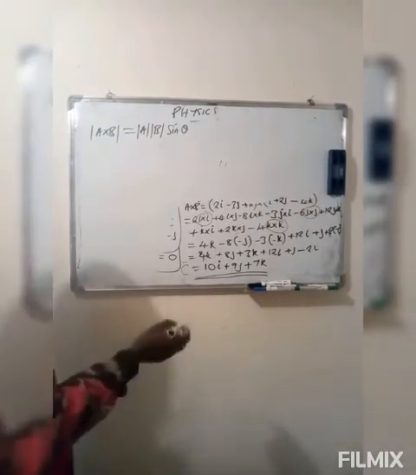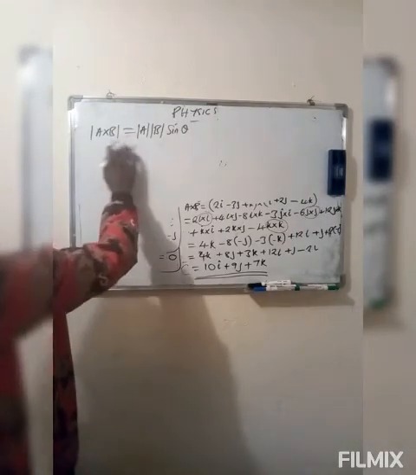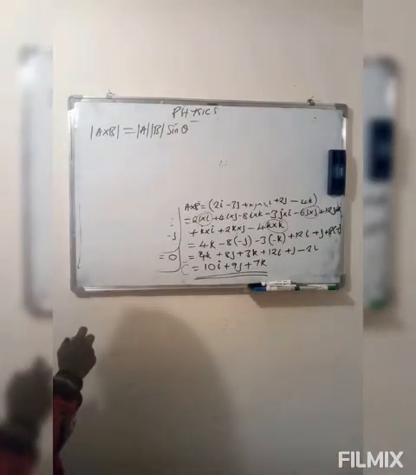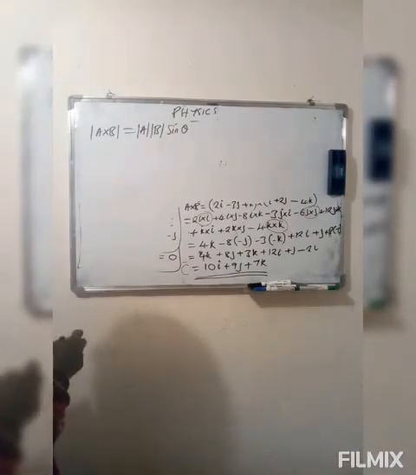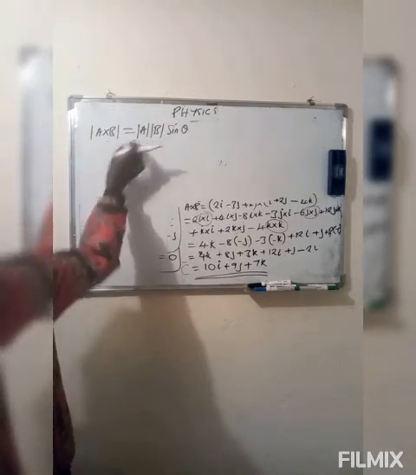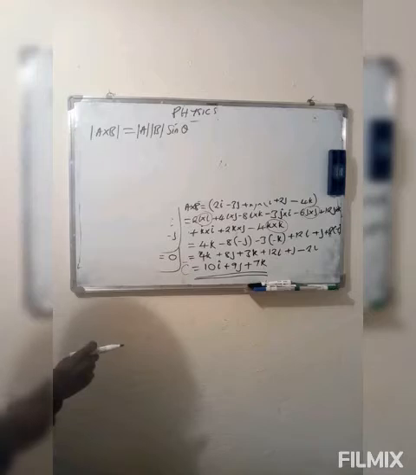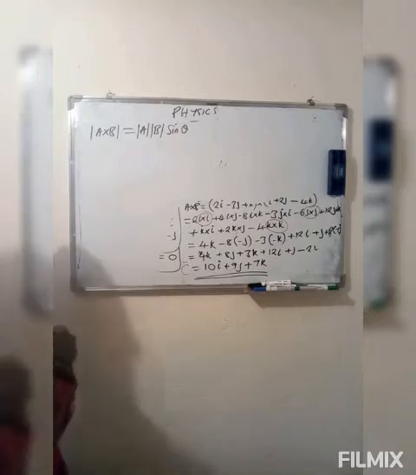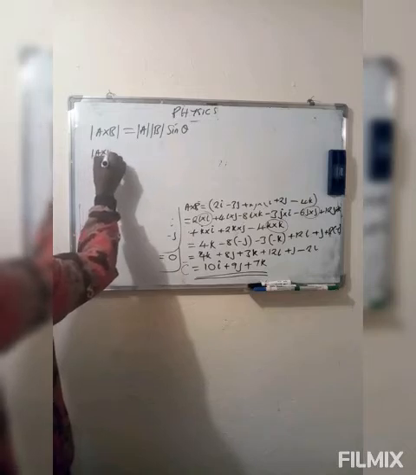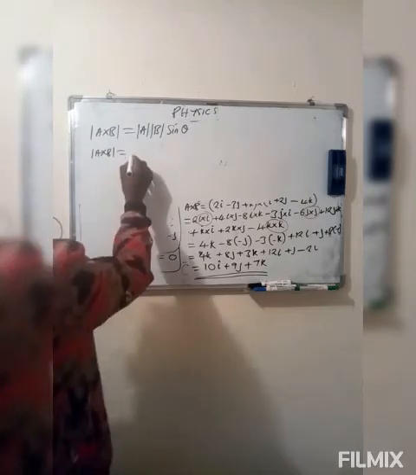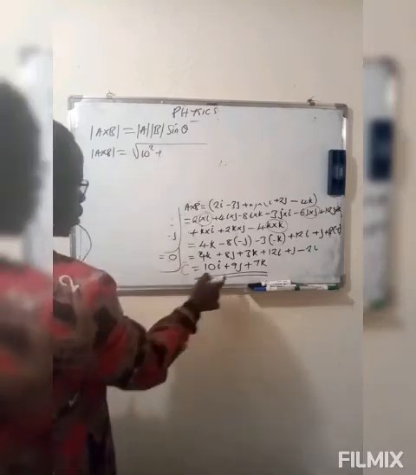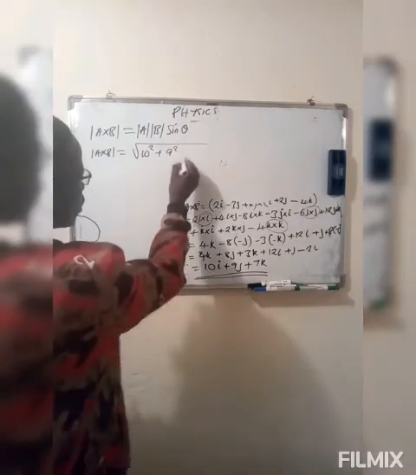So now, what we just need to find is the magnitude of the product that we've obtained. We also find the magnitude of vector A and the magnitude of vector B. And then we'll be done. So let's find the magnitude of A by B. So this is going to be equal to 10 squared plus 9 squared, then plus 7 squared. Let me just get my calculator nearby.